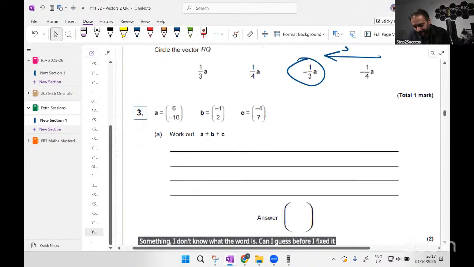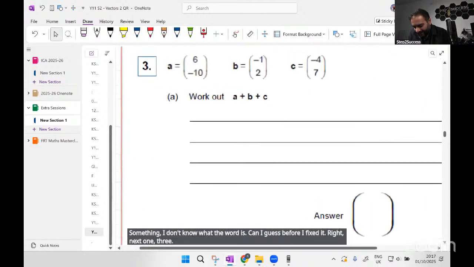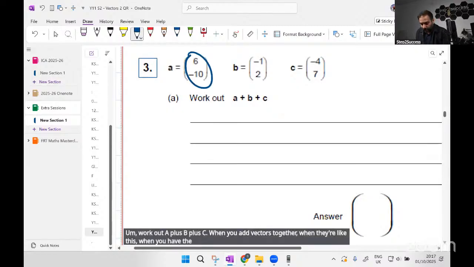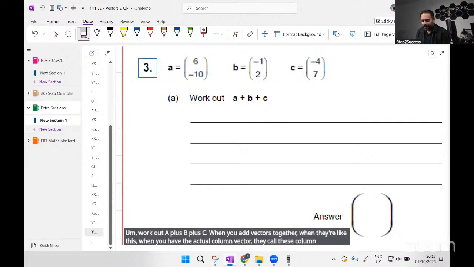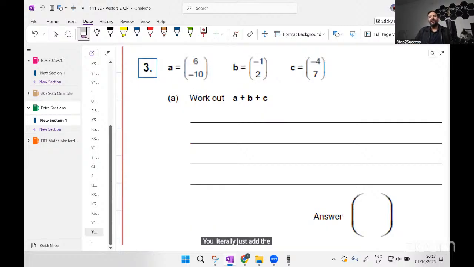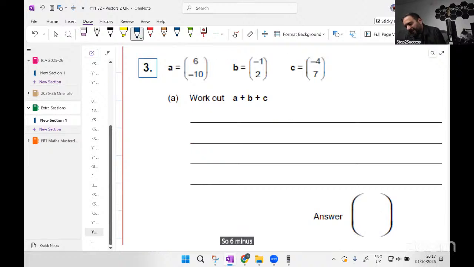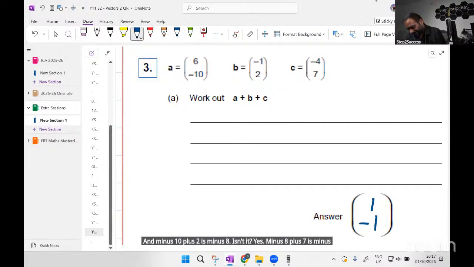Right, next one, 3. Work out A plus B plus C. When you add vectors together, when you have the actual column vector, you call these column vectors, the actual numbers, you literally just add the numbers together. So A plus B plus C just means adding that to that to that. So 6 minus 1 is 5, minus 4 is 1, and minus 10 plus 2 is minus 8, isn't it? Yes. Minus 8 plus 7 is minus 1. Okay, I think that's the answer. Please tell me if you disagree.